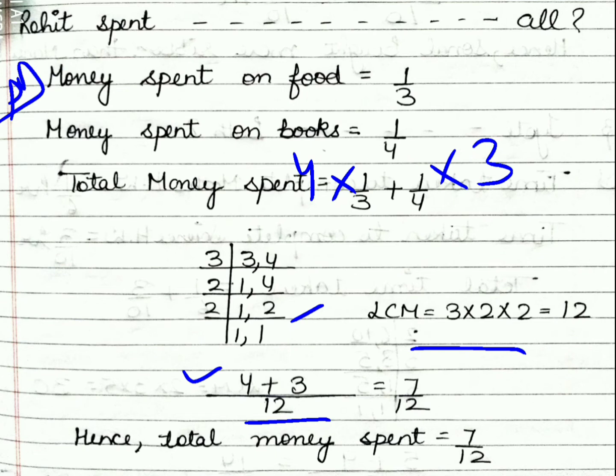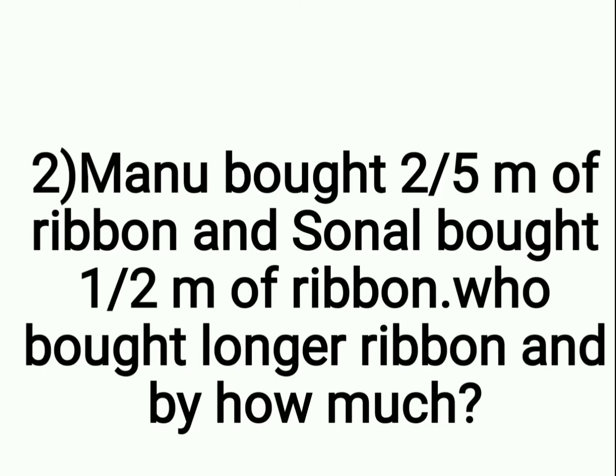Then you write a hence line. Hence total money spent is equal to 7 upon 12. Clear? Now we do the second part.